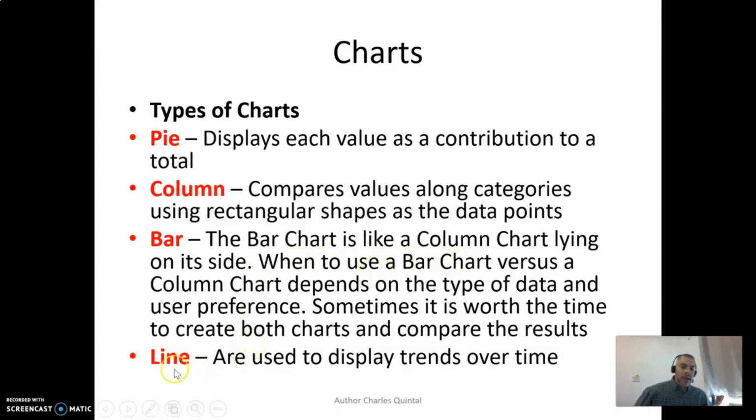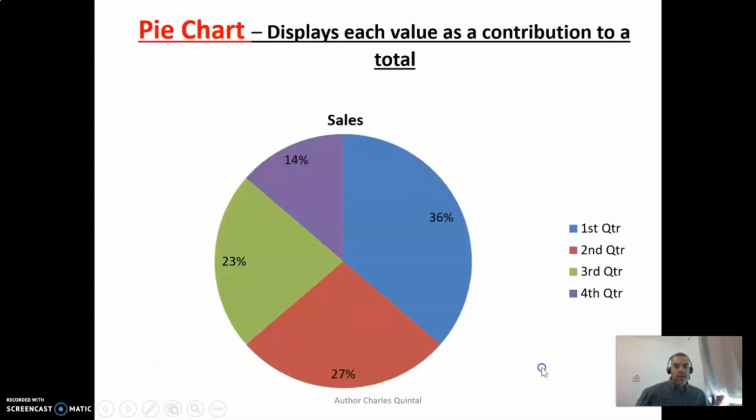And then finally, we're going to look at the line chart, and these type of charts are used to display trends over time. Okay, and that's the key word there, time. Anything to do with time, days, weeks, the year, where you have to project a trend over that period, you would use a line chart. Okay, so this is your pie chart, what it looks like. You can see it's displaying each value as a contribution. So you can see the sales in each quarter, how much was sold throughout the year, and you can see how it's broken down into a nice pie chart. So pie chart is good for that sort of thing.